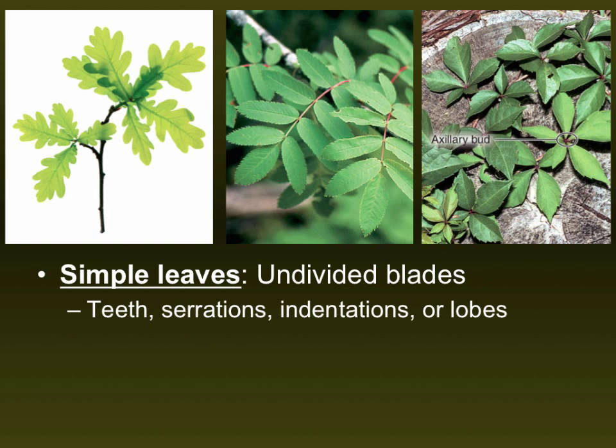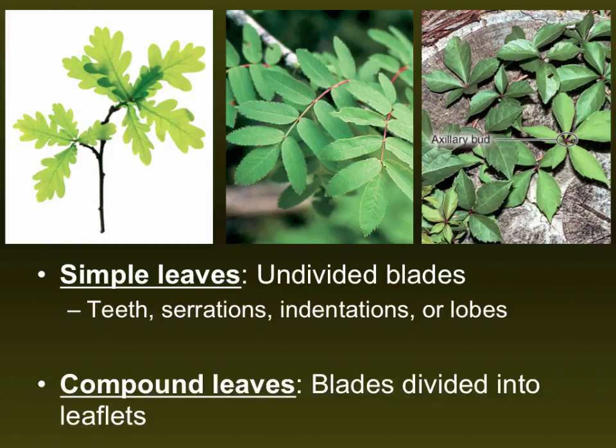We can also look at simple versus compound leaves. So in the picture up here on the left, this is a white oak branch. There are what we describe as being simple leaves. Each one of these whole structures here is one individual leaf. So here's one, there's one, there's one, and there's one. So those are simple leaves, undivided blades, one large contiguous structure that can have teeth on it, can have serrations on it, could have lobes on it like these oak leaves do, but the blades are not completely divided up. Compound leaves are where you have the blades divided into leaflets.